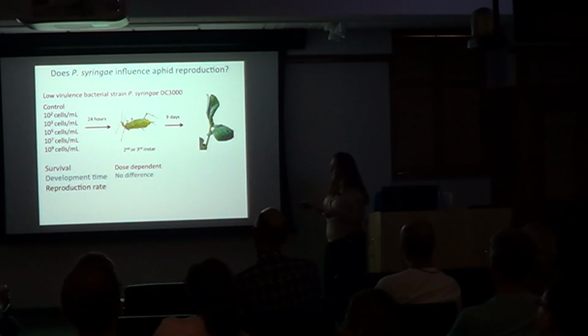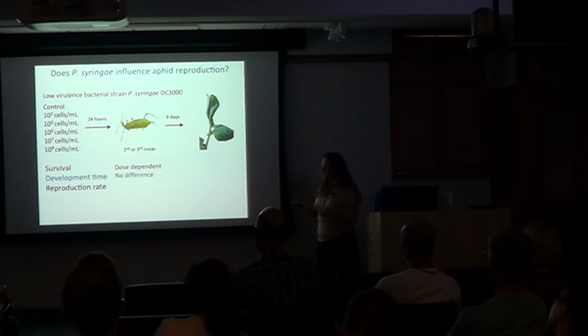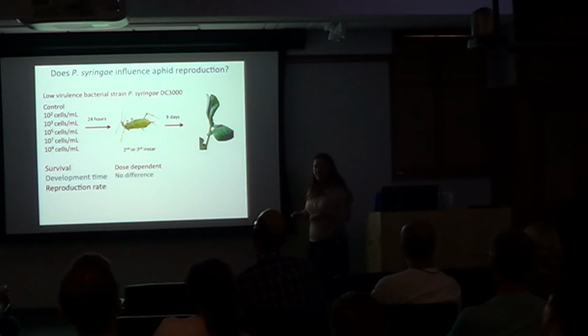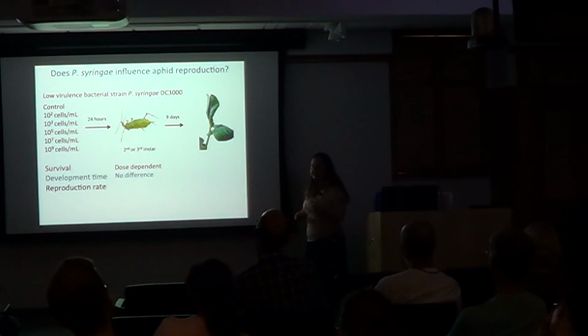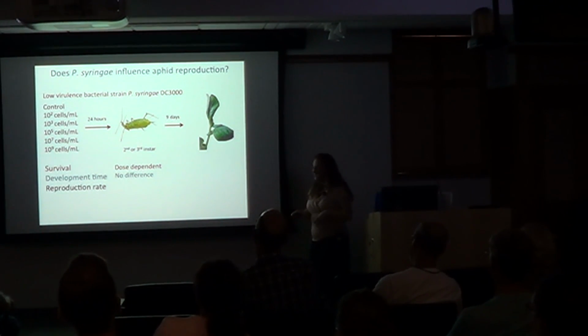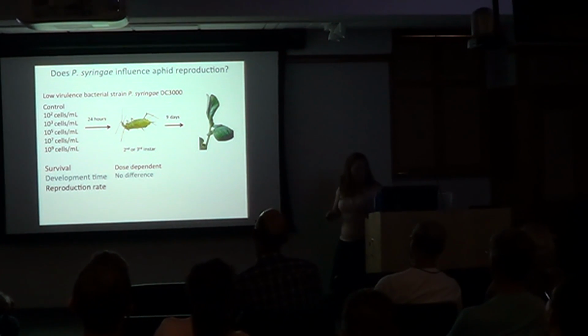I'm just going to give you the answer to what happens to survival and development time. For survival, it was dose dependent, as we saw with the other strains. So with higher doses, more aphids died. There was no effect on development time. They reached adulthood equally fast if they were infected or if there was a lower dose. But we did see an interesting effect on reproductive rate.